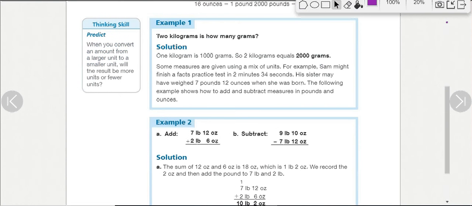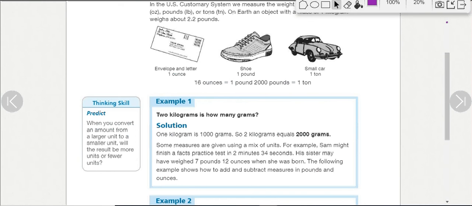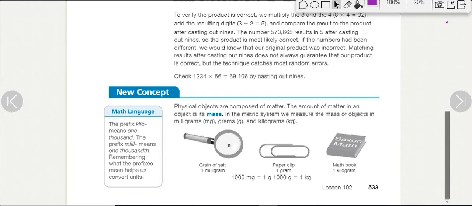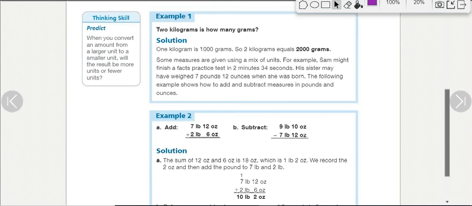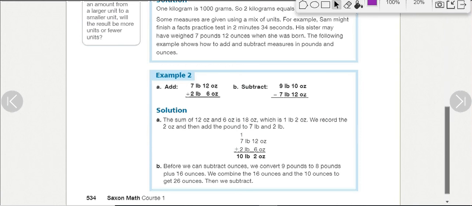So let's work with these mixed measures. Example 1, 2 kilograms is how many grams? So we can look back at their examples telling us a kilogram is the same as 1,000 grams, just like 1,000 milligrams is the same as a gram. So if it's 1,000 grams to a kilogram, kilo usually means 1,000. That means 2,000 grams, right? That you can just kind of do with your head.